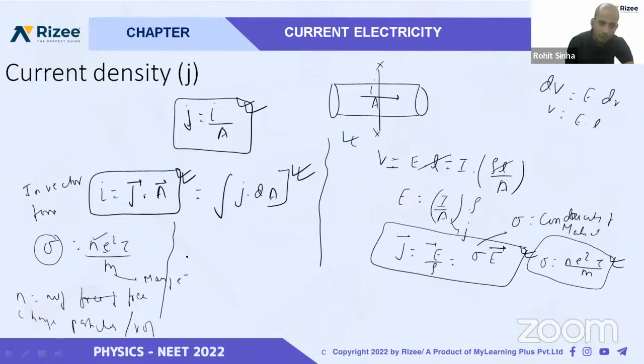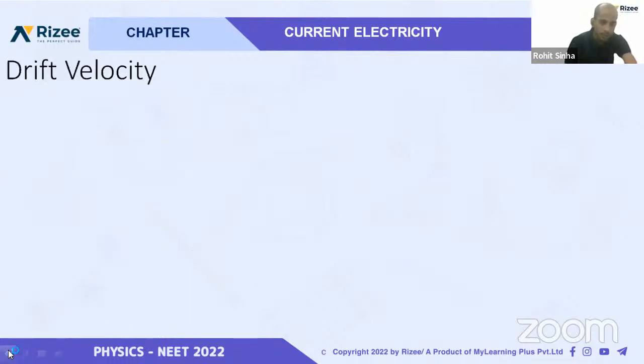And tau is how much? It is the average time between two successive collisions. Don't worry, I will tell you all this. It is called the relaxation time. Relaxation time. Now let me explain it once more.